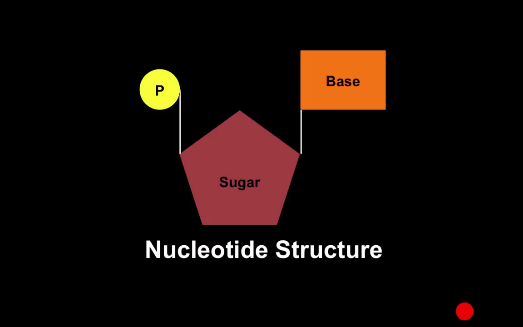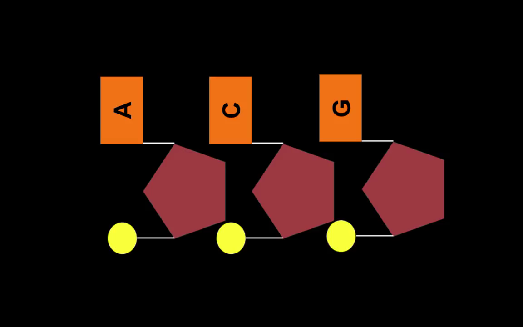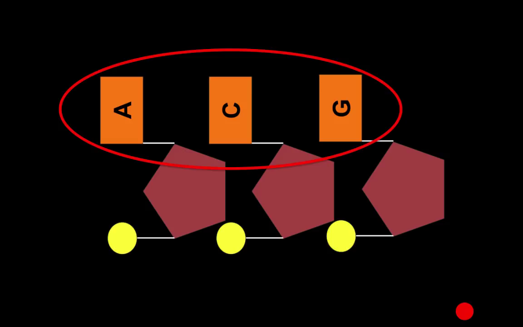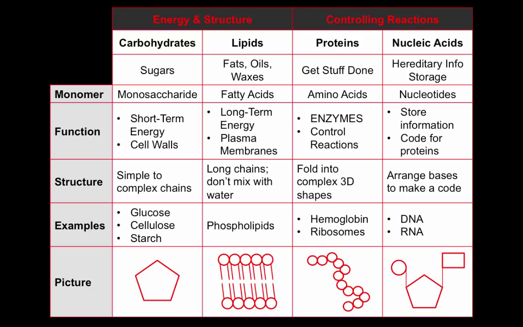So here's our nucleotide with its sugar, its phosphate, and its base. And when we put these together and arrange the bases in a certain way, we get a code. Basically, if you know this chart right here, you're good to go.